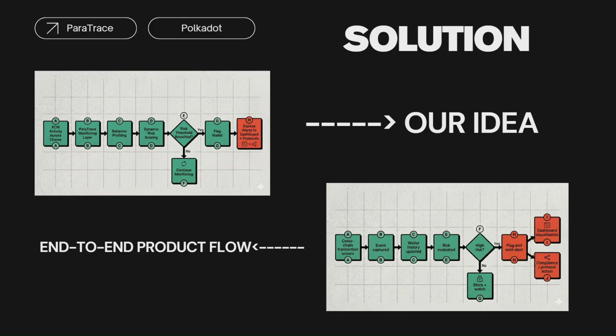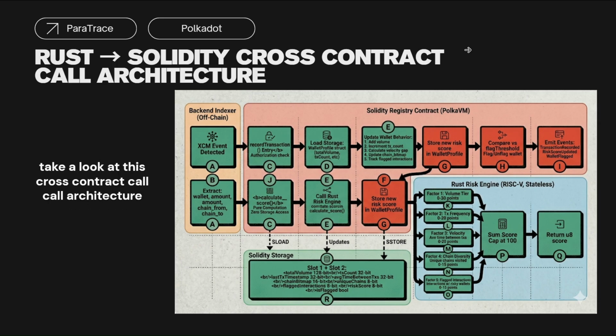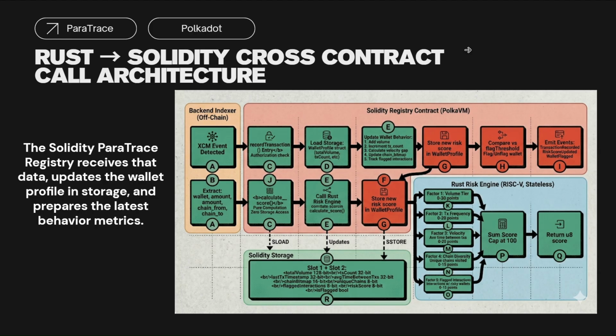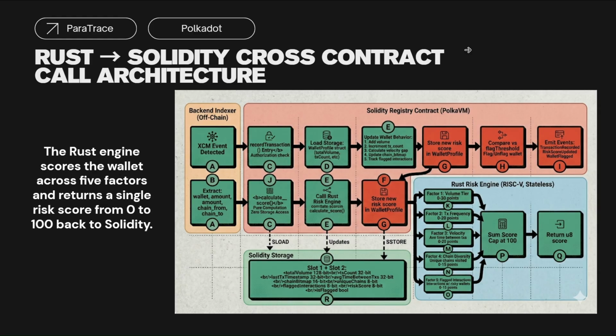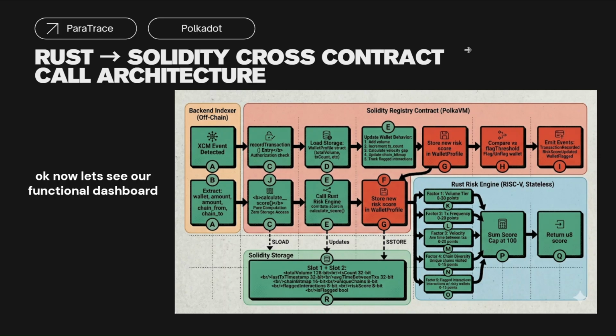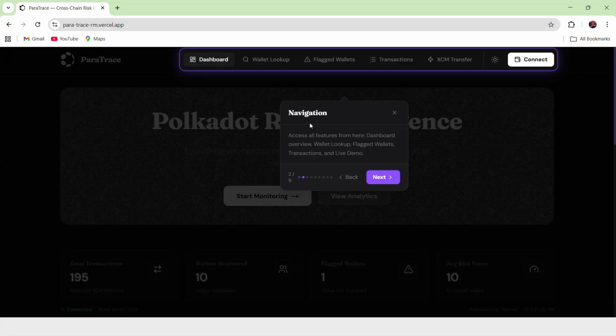So let us move on to our Paratrace app. As you can see, this is our Paratrace application, your cross-chain risk intelligence dashboard for Polkadot. Let us go to the next.